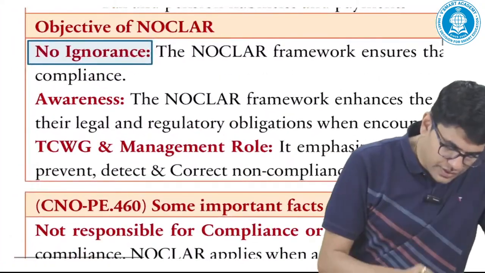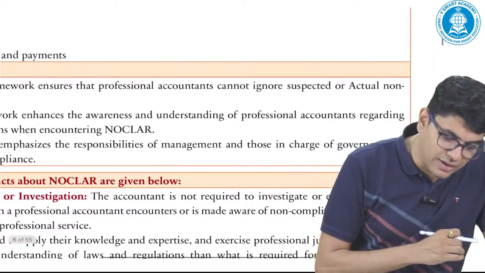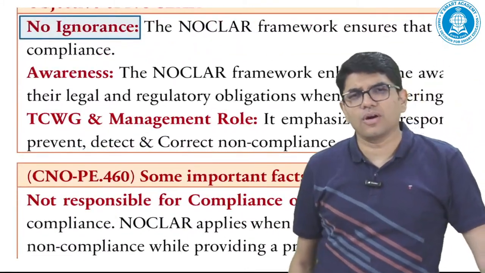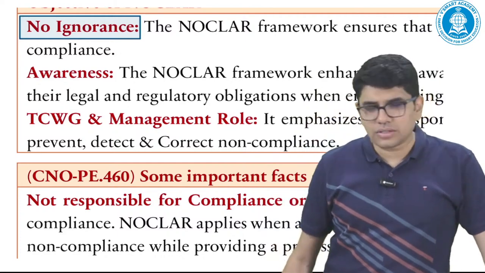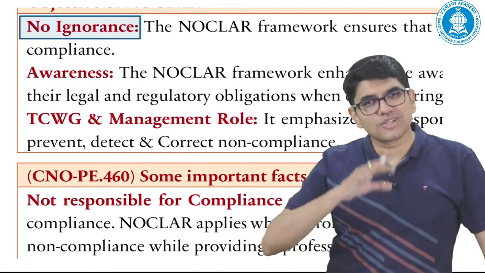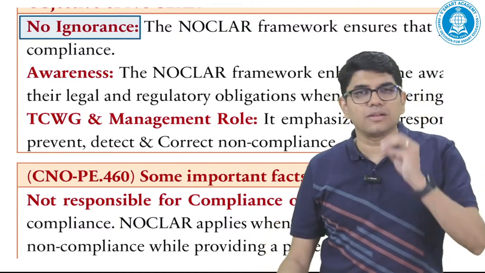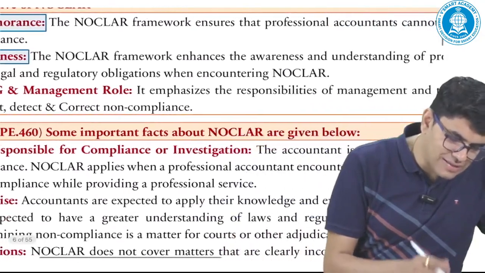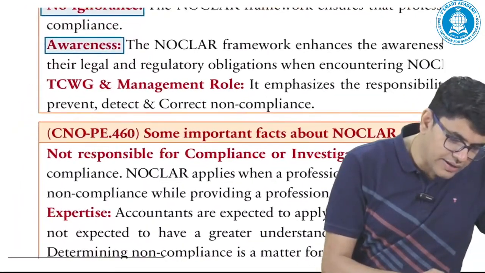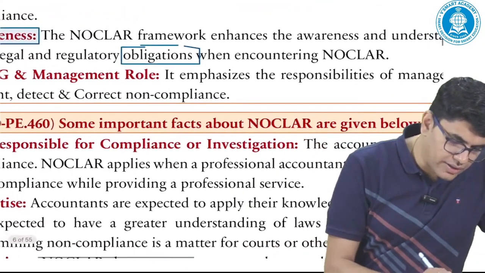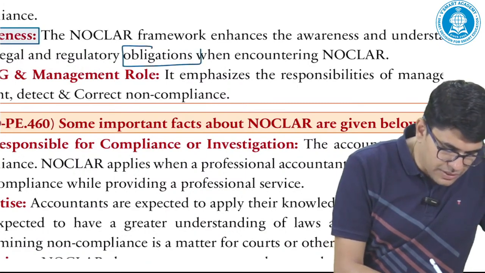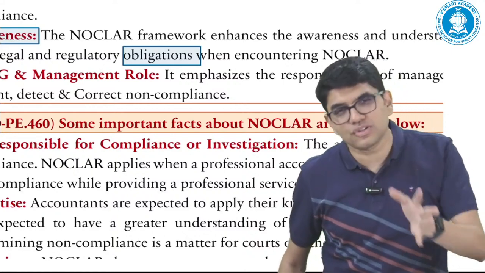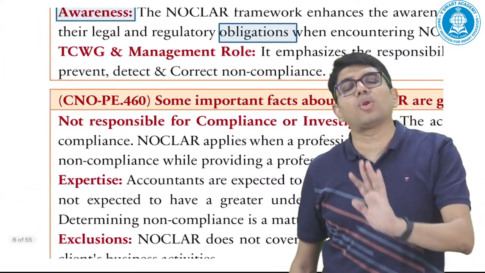So the NOCLAR framework ensures that a professional accountant cannot ignore suspected or actual non-compliance. Whenever suspected or actual non-compliance comes up, you should not ignore, you should not freeze. You are supposed to respond in a particular manner, in a particular fashion, following particular principles. The NOCLAR framework enhances the awareness and understanding of professional accountants regarding their obligations when encountering non-compliance with law, so that people do not freeze, they don't ignore, and they perform their responsibilities properly. That is the simple objective of NOCLAR.